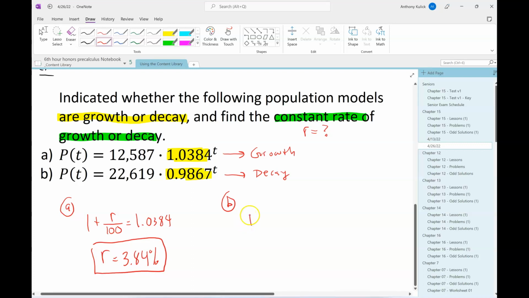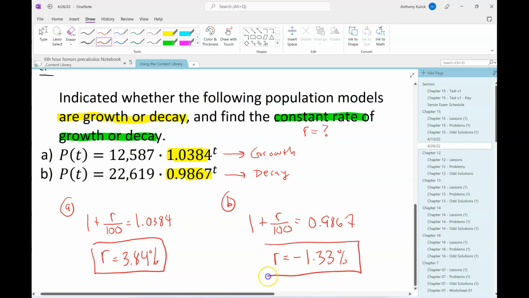Part B, we can do the same thing. So 1 plus r over 100 equals 0.9867. And again, subtract 1 and multiply by 100, and we get negative 1.33% for r.